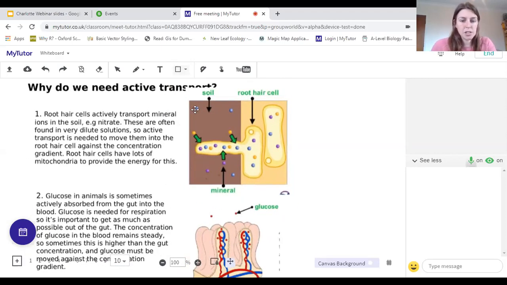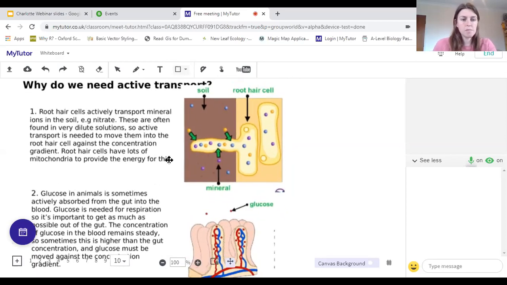So why do we need active transport? So we talked about root hair cells. Root hair cells actively transport mineral ions in the soil, e.g. nitrates. They transport them into the root of the plant to be used elsewhere in the plant. Some minerals like nitrate are often found in very dilute solutions. So they're very hypotonic to the solutions in the root hair cell. So active transport is needed to move them into the root hair cell against their concentration gradient.